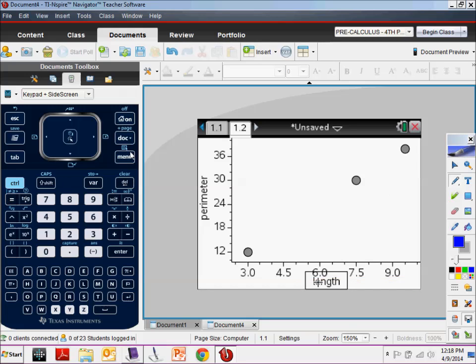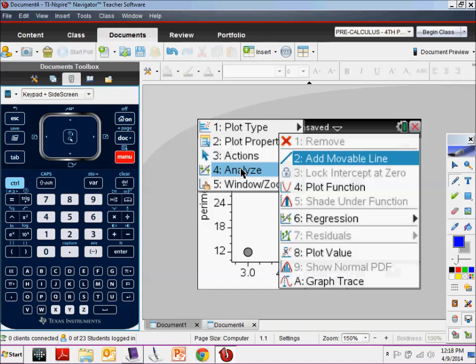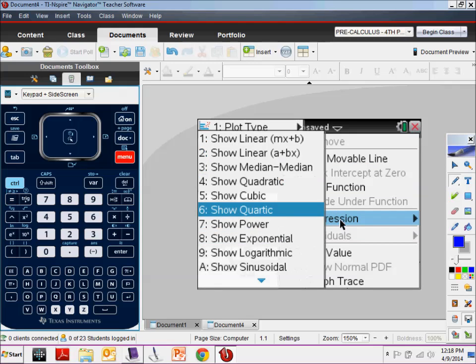So when we look here, it's going to go menu, 4. I need y'all to follow along. Go on the menu, 4. And then we're going to go to what's called a regression. A regression is when you're trying to analyze the results.